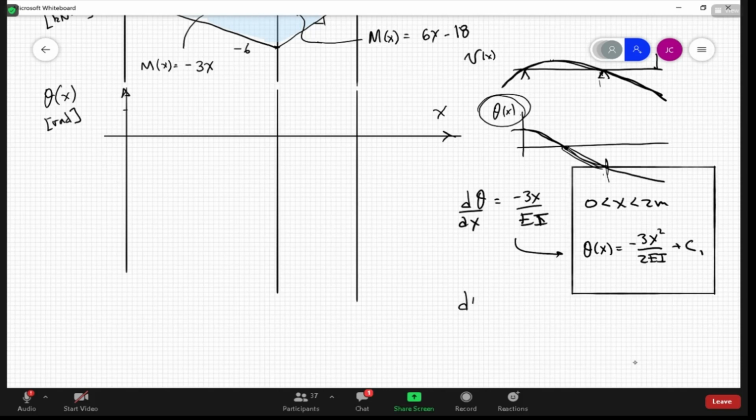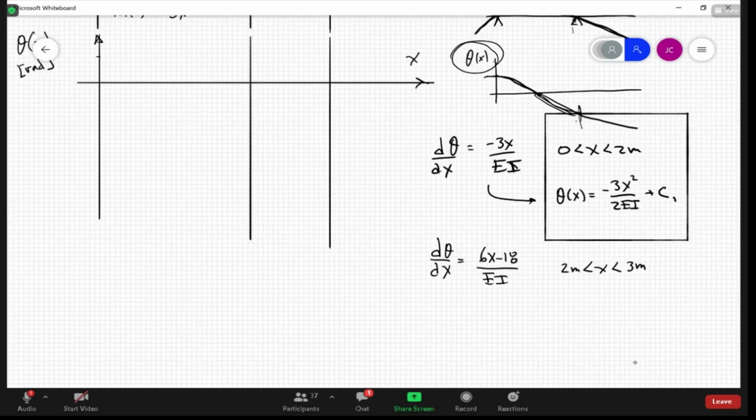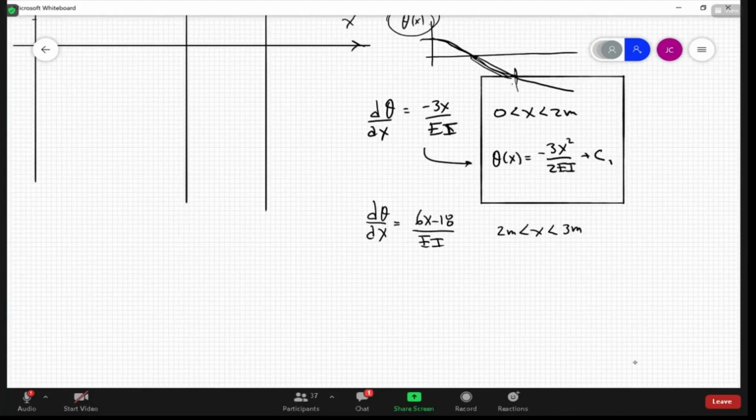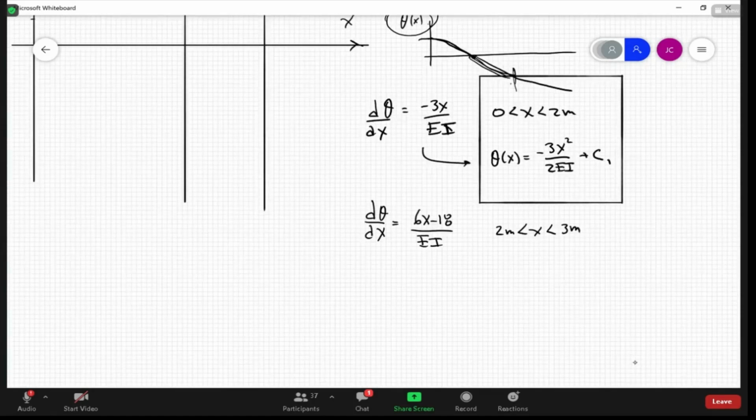And likewise, we know that this is going to have to equal 6x minus 18 over EI from 2 meters out to the 3 meters, right? So if you integrate this again, this is going to give me theta of x, I should say, right?